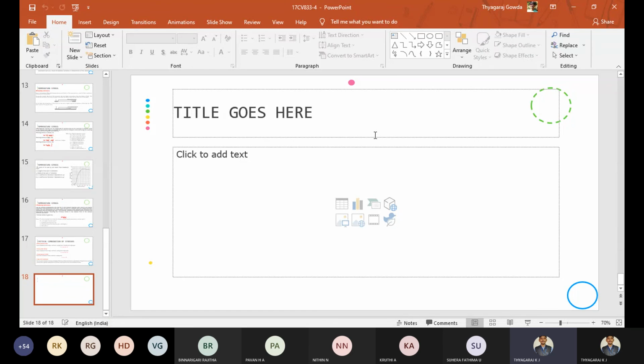So in the 11 o'clock class, I'm going to take up problems. Be ready with your notes and calculators so that we can solve some problems on Westergaard's wheel load stresses. Okay, I'll stop here.